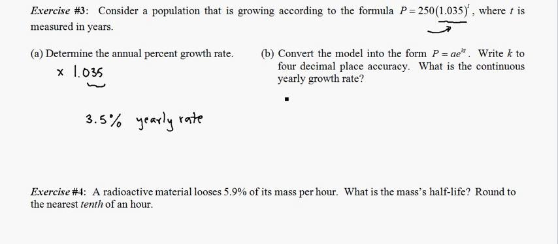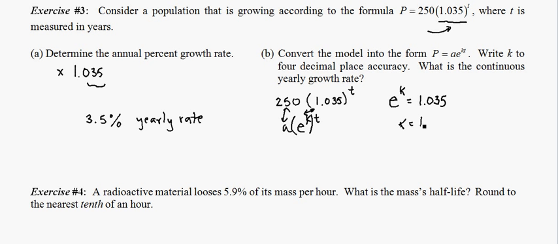Now look, you've got these two models: 250 times 1.035 raised to the t, and a e to the kt. One thing is very easy: a is 250. The key now is realizing that e to the k is equal to 1.035. Since that's the only parameter missing in my problem, all I really have to do to get it into the form a times e to the kt is solve for k. And I can solve for k by taking the natural log of both sides.